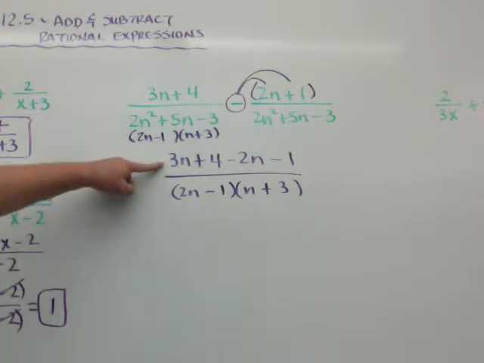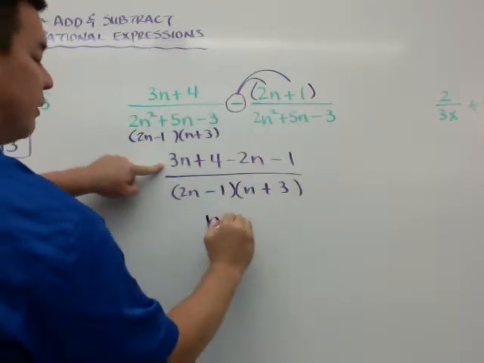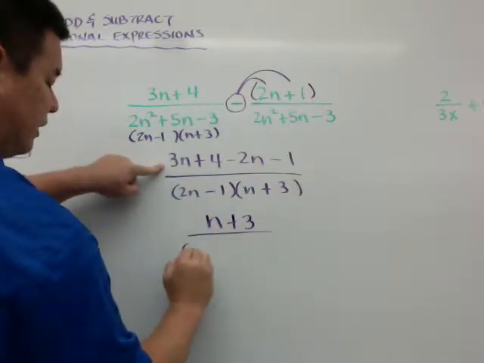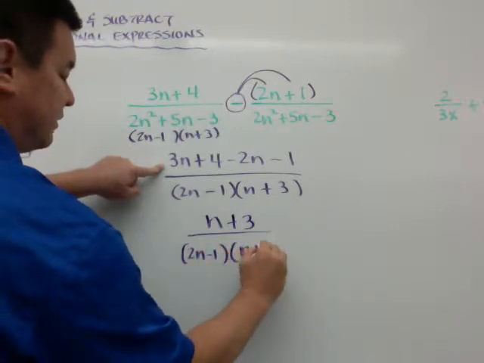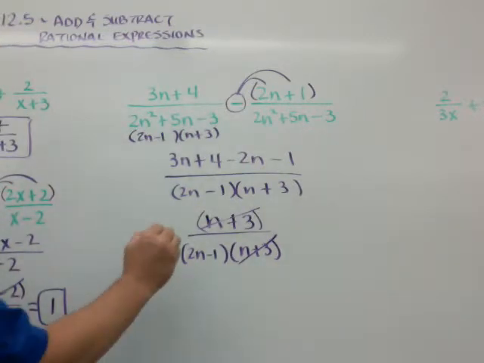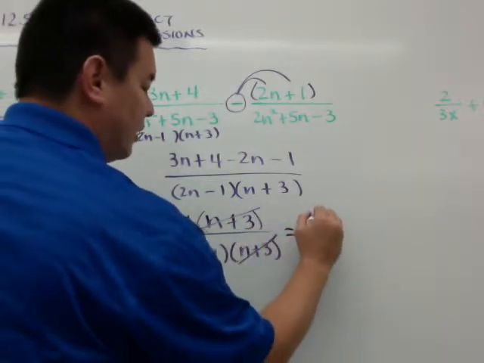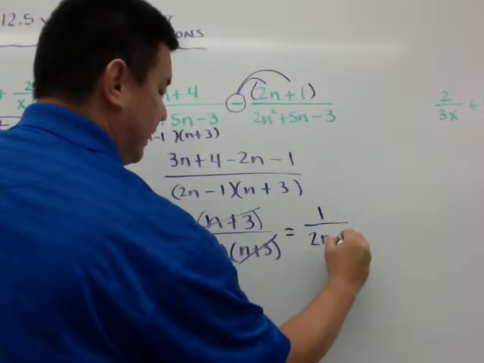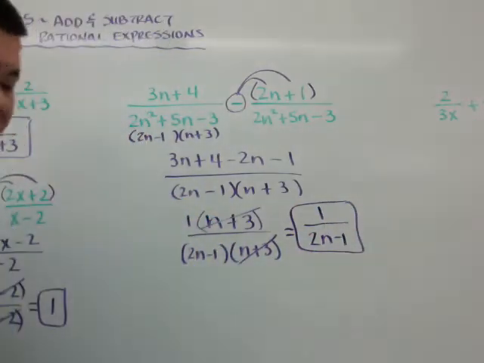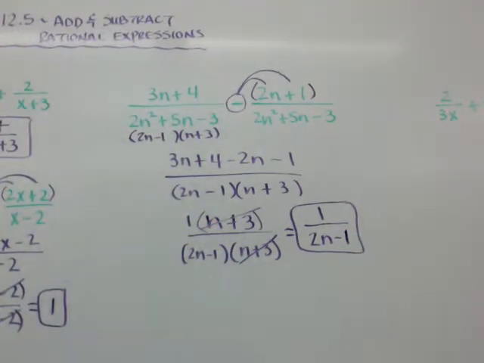Okay, combine my like terms on the numerator. 3n minus 2n is n. 4 minus 1 is plus 3 over 2n minus 1 times n plus 3. I can see that this is the same here, so I can actually cancel that down. But again, I have to leave something in the numerator. So it's like saying 1 times that in the top. So my answer would be 1 over 2n minus 1. And make sure you, or not even make sure, drop off the parentheses in the answer. Okay, I know that looks a little funny. Okay, so 1 over 2n minus 1.